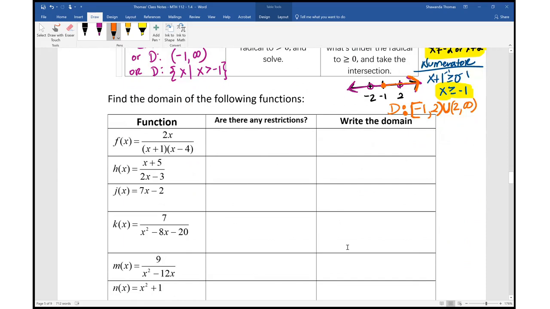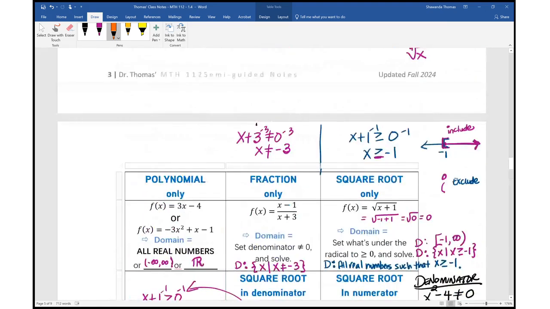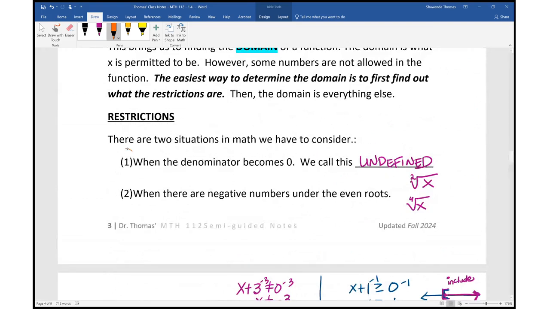All right, let's go over some additional examples. Find the domain of each of the following functions. Let's begin with f of x equals 2x over x plus 1 times x minus 4. So are there any restrictions? Again, there are only two restrictions you have to be concerned about: whether we have a denominator or whether we have a radical. Denominator, radical. Those are the only two restrictions.